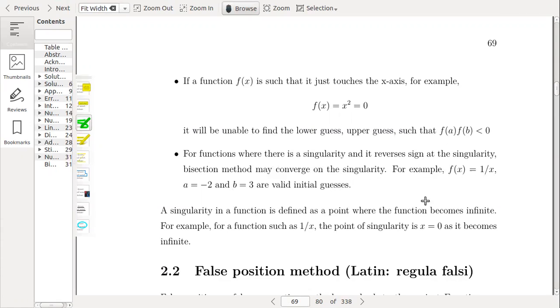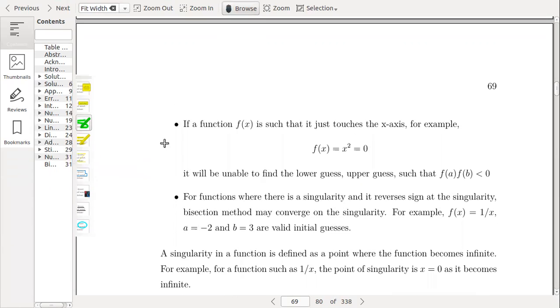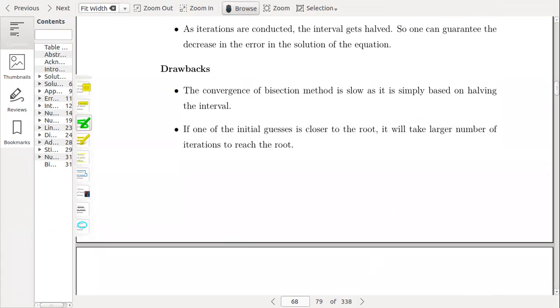For example, if we are given a function f of x is equal to 1 over x, and the interval a is equal to minus 2 and b equal to 3 are valid initial guesses, because at x equal to minus 2 the function has a value and at x equal to 3 the function also has a value. So if we find the value x is equal to 0, then it should satisfy as a root. But if we put this 0 in this function, it will become an indeterminate form. So those are the disadvantages of the bisection method.